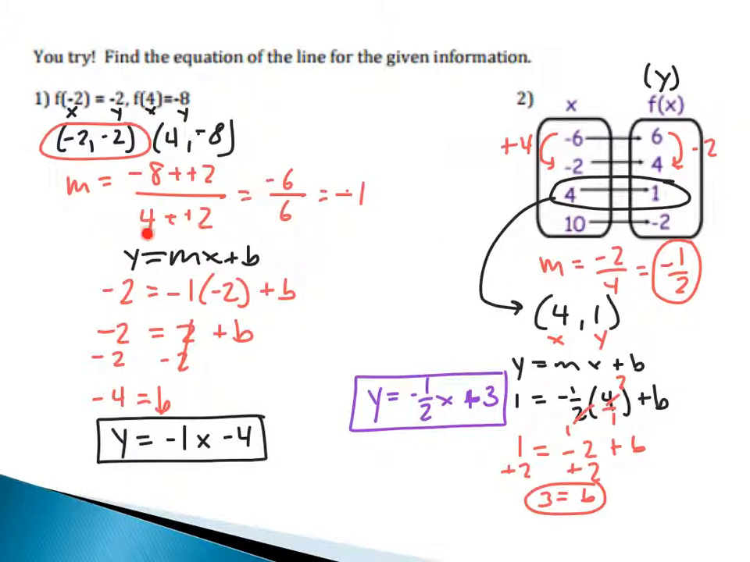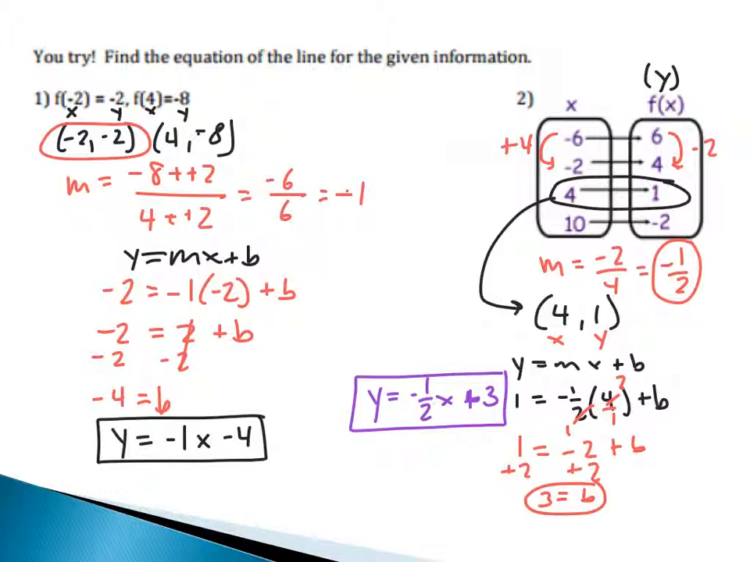Then, using my equation y equals mx plus b, I have to plug in a y and an x and plug in my slope. So I plugged in y and x of -2 and -2, so here and here, and I plugged in my slope of -1. I then solved and got b is -4. Once I have my slope and my y-intercept, I know the equation is going to be y equals -1x minus 4. So the only thing tricky there was function notation.